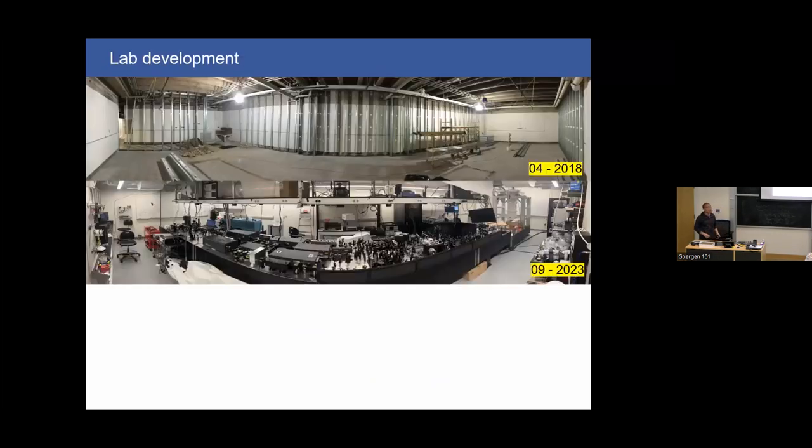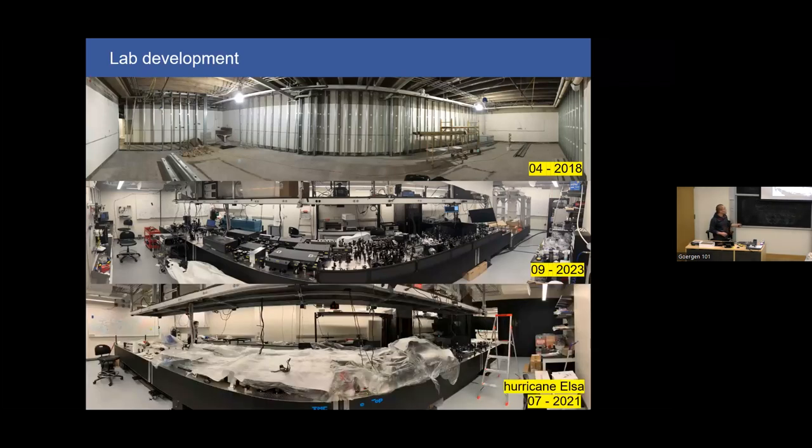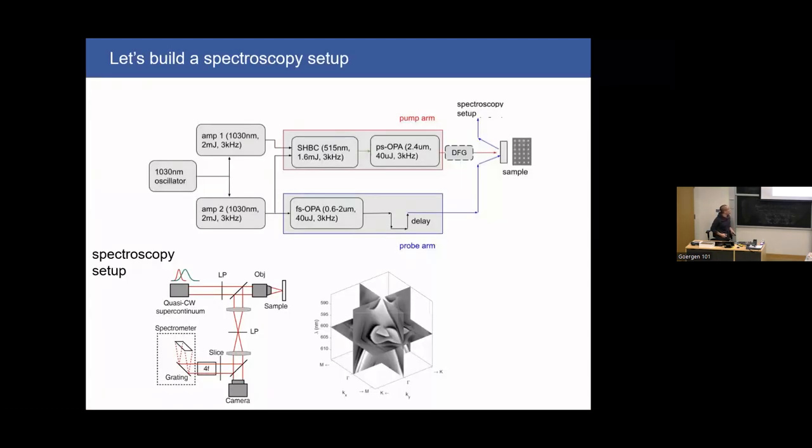So next, let's build a lab for that to happen. This is how the lab looked when it started in 2018. This is how the lab looks nowadays, actually 2 months ago. And of course, the lab has evolved quite a lot over the last 5-6 years. Our lab evolved to its ultimate form during 2021, when Hurricane Elsa hit Philadelphia and my roof started to leak. So then everything had to go under this plastic sheet. Okay, so now we have this lab. Let's build a laser system around it.